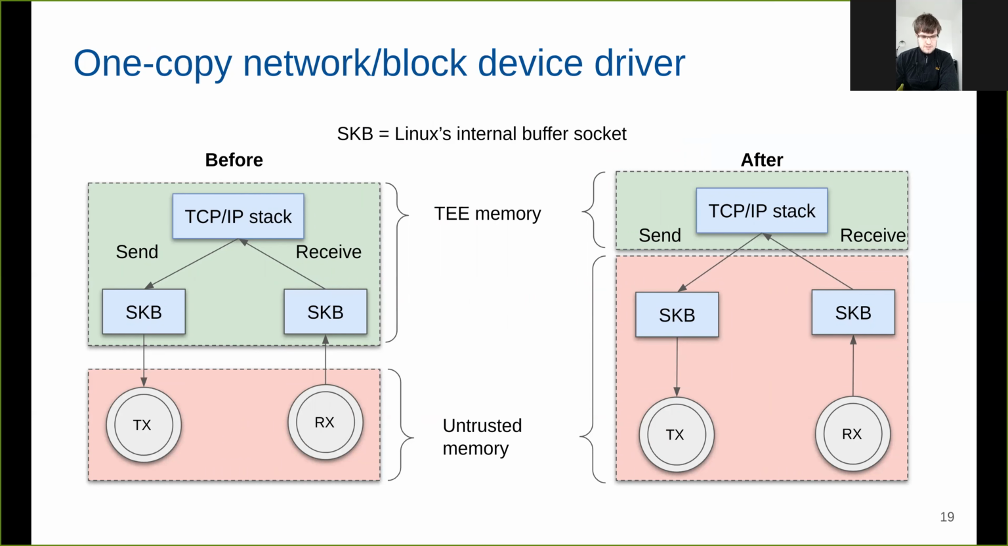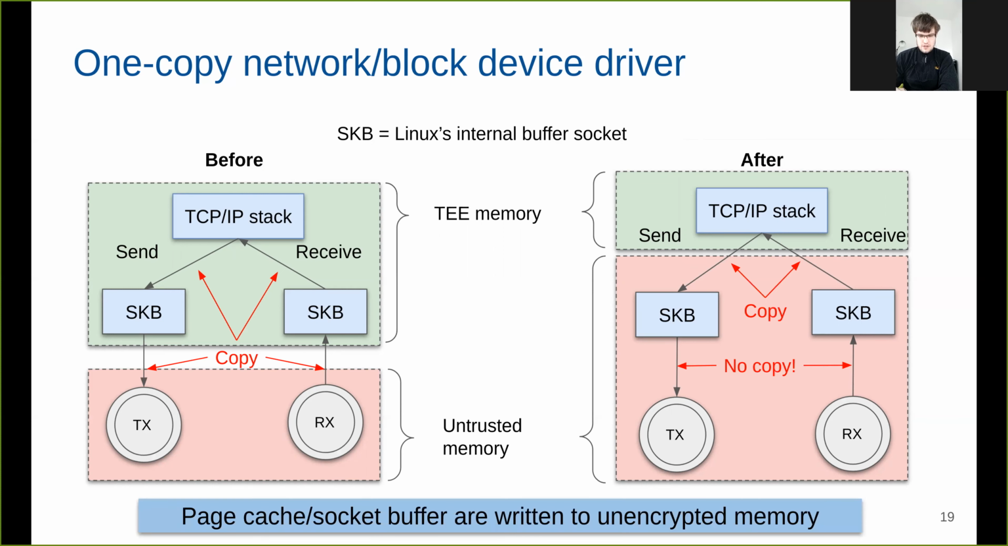Here you see the TCP stack again. In the naive design, we would have two copies: first from the TCP stack to something called a socket buffer, and then in a second copy, it would be copied to the unprotected memory where the network card can read it. In our implementation, we re-architected the TCP/IP stack to allocate these socket buffers outside of the trusted execution environment, in unprotected memory. When we then pass the socket buffer to the hardware, we no longer need to do a copy because we can just reference it. This way, we can also optimize the I/O for the page cache, where we put encrypted blocks directly into unencrypted memory, and therefore save copies.